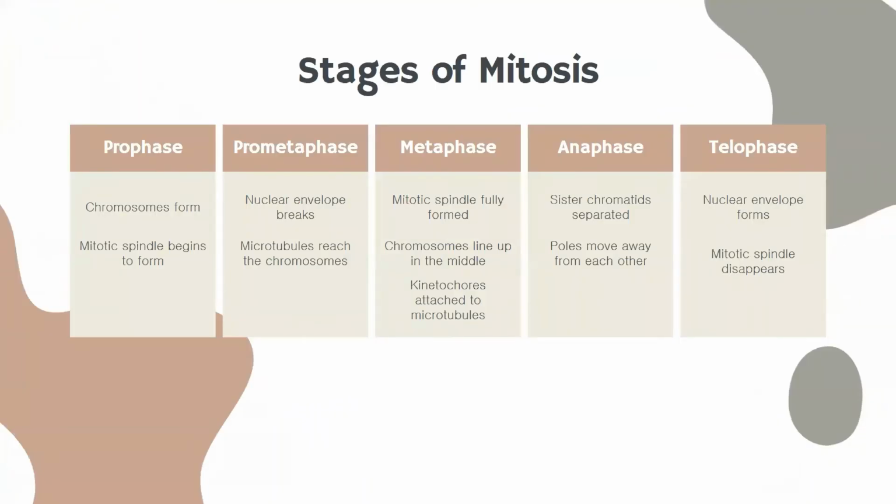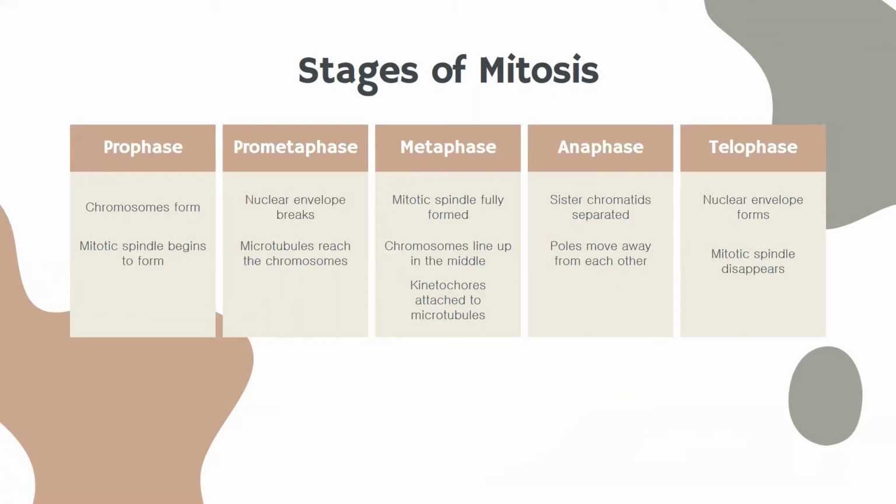Alright, now we're going to talk about the detailed stages inside mitosis. As you can see, there's 5 stages within mitosis, and it starts off with the prophase. In the prophase, chromosomes form and the mitotic spindle begins to form. For those of you wondering, the mitotic spindle is a structure of microtubule fiber and associated protein that serves to guide the separation of the chromosomes.